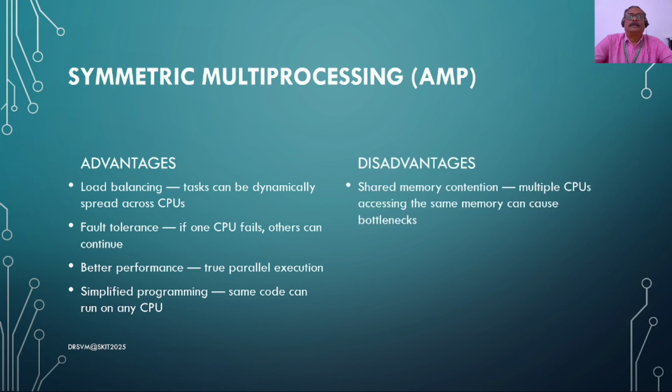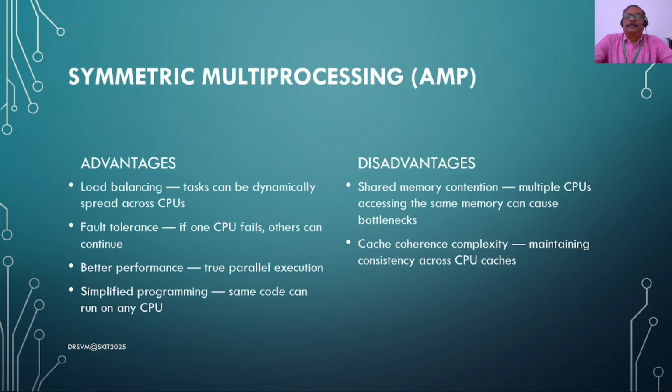On the other side, disadvantages. So shared memory contention, multiple CPUs accessing the same memory can cause bottlenecks. Because at the same time two CPUs cannot be allowed to use the same memory, there has to be only one CPU using any memory, so if multiple CPUs try to use the same memory, then that may cause a bottleneck.